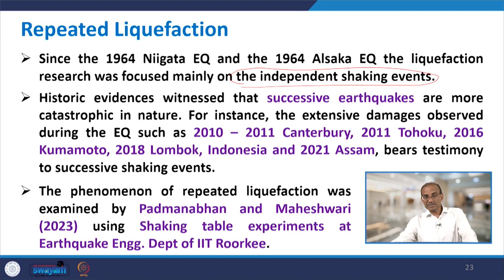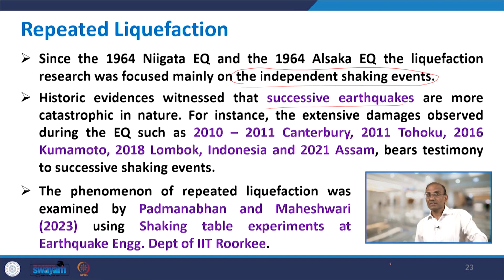Historic evidence witnesses that successive earthquakes are more catastrophic in nature. Successive means, for example, before an earthquake you get a foreshock, and then you get the main shock, and then again you get the aftershock. That is basically a series of shaking motions. If you have more number of shakings compared to only one independent shaking, then chances are that the catastrophic damage will be more.